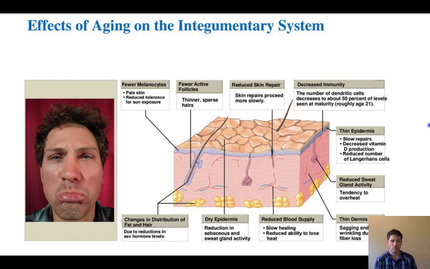Our skin gets drier, and so we have less sebaceous gland activity. So we need to kind of keep putting lotion on there, because dry skin can be itchy and slightly problematic. And then we also see changes in the distribution of fat and hair. So our hormone levels change. So we might have more distribution of fat, or we start to see facial hair growth.